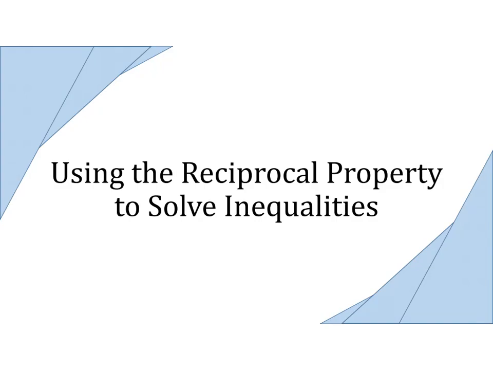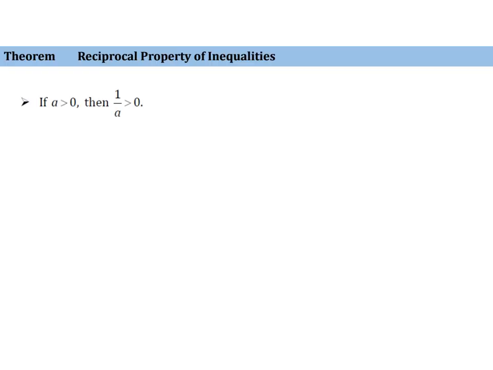In addition to using the addition and multiplication principles to solve inequalities, we also can add to our toolbox the reciprocal property. So, for example, if we have a positive number, its reciprocal will also be positive. For example, 2 is positive, so 1/2 will be positive. Likewise, if a number is negative, its reciprocal will be negative.